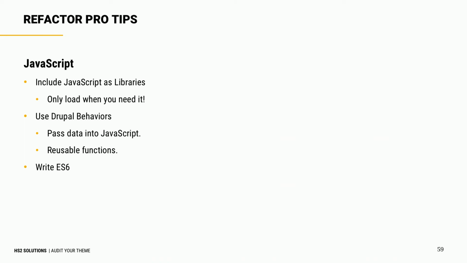JavaScript, again, just pro tips. By writing Lint, now's a really good time to include JavaScript as libraries and only load as you need them. Use Drupal behaviors, and now's just a good time as you're auditing and linting and understanding what's happening to approach it the right way.